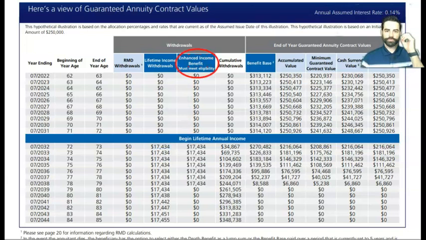Now remember, if they need the enhanced income benefit, you have to meet those eligibility requirements, which we've already looked at. They would get another $17,434, so they'd get $34,867 if they qualify for the enhanced income benefit. Okay, now that's not the terminal illness, that's not confined care.